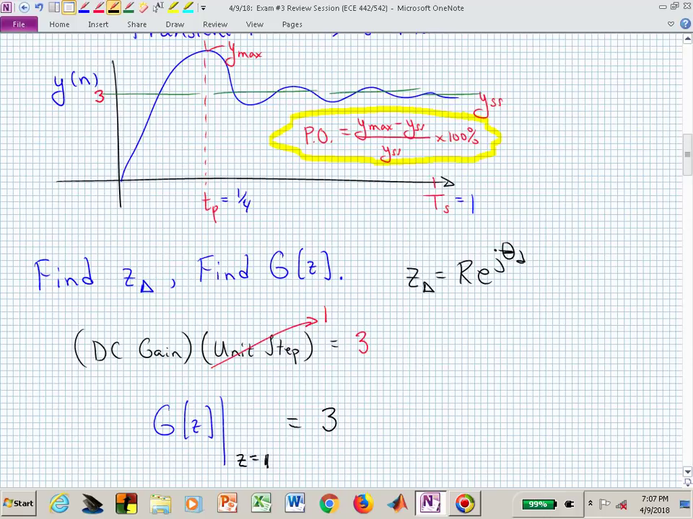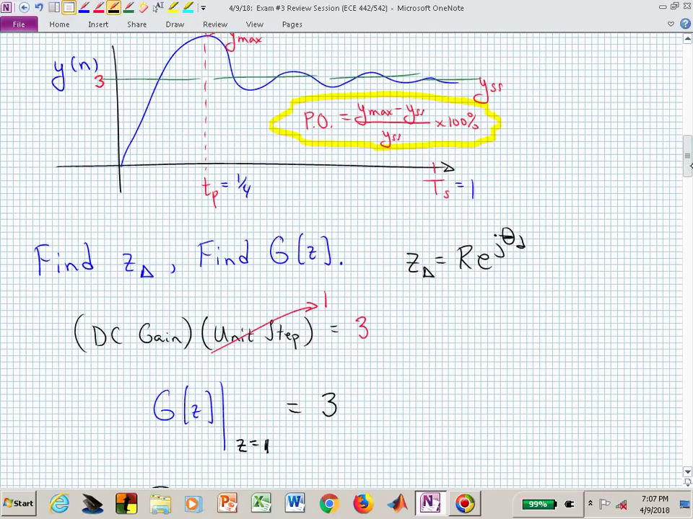And that's how you could then determine maybe an unknown constant in your G of Z. You found the denominator by the performance specs. Now maybe you have an alpha or some other parameter, a gamma, in the numerator. You could solve for that gamma by using the DC gain.